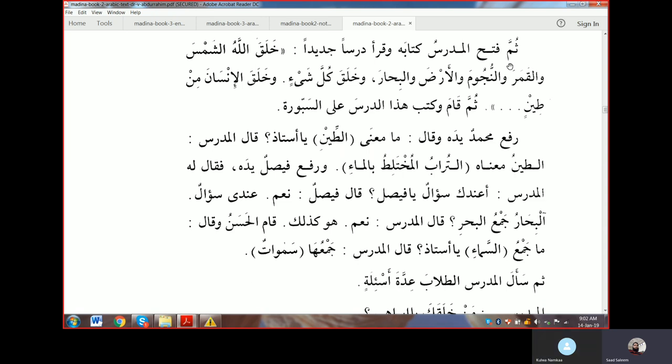Thumma fataha al-mudarris kitabahu waqra ad-daras jadidan. Darsan jadidan, okay. Then the teacher opened his book and read a new lesson.